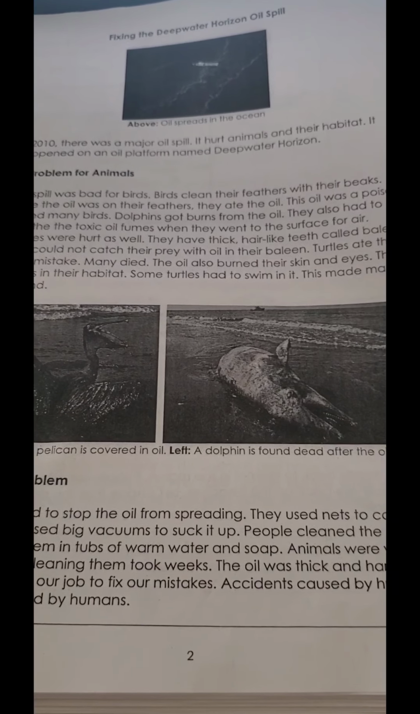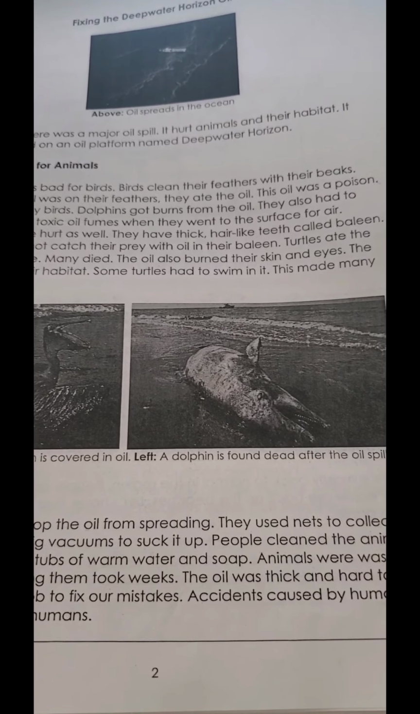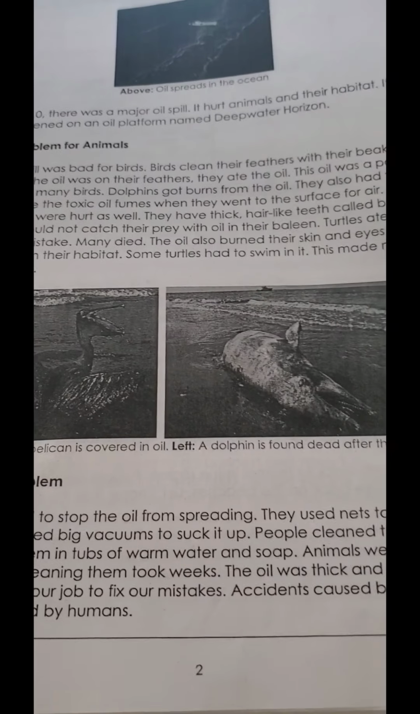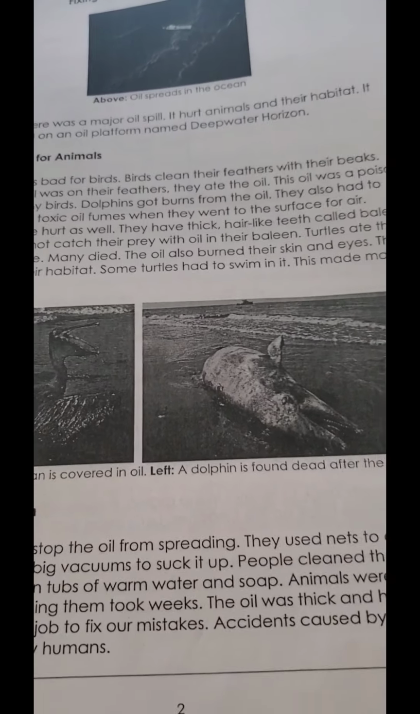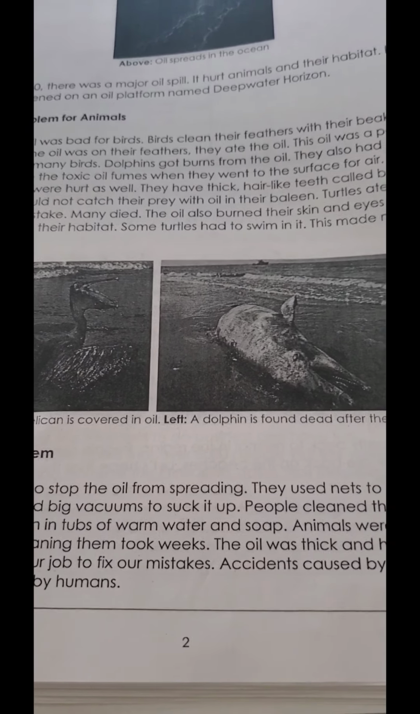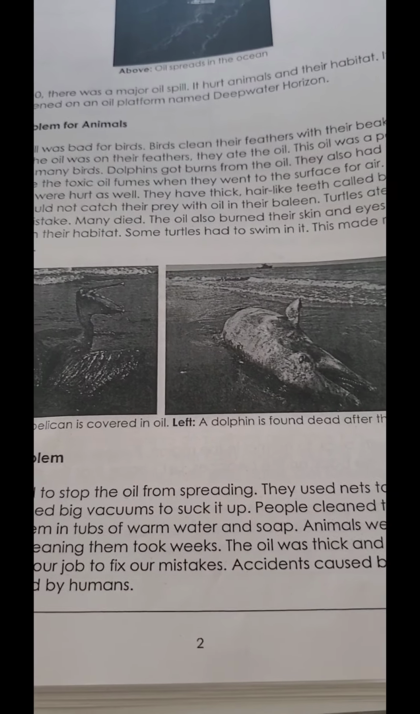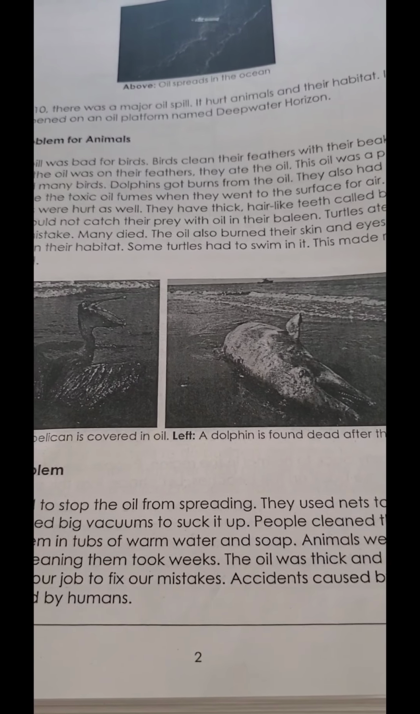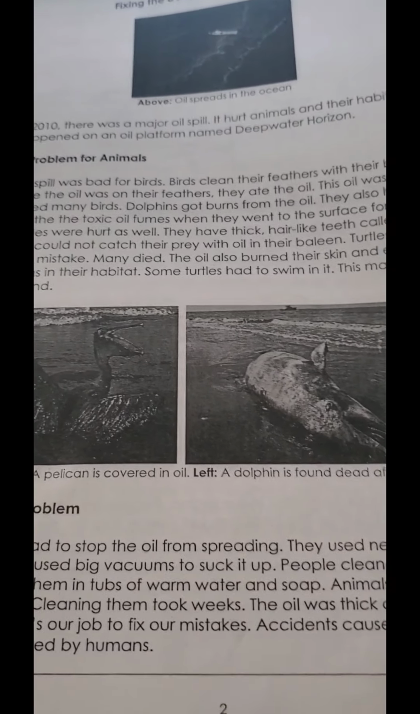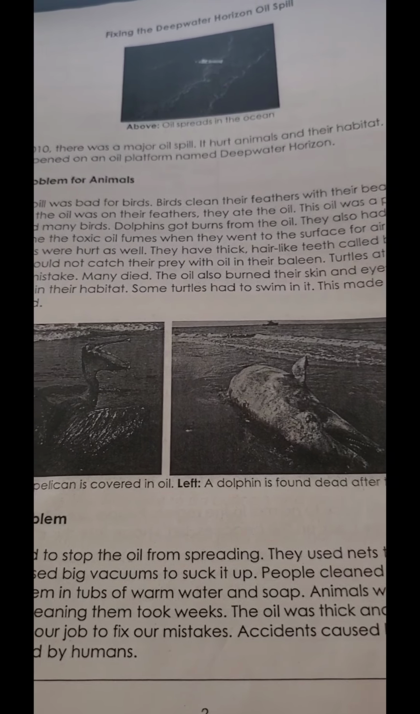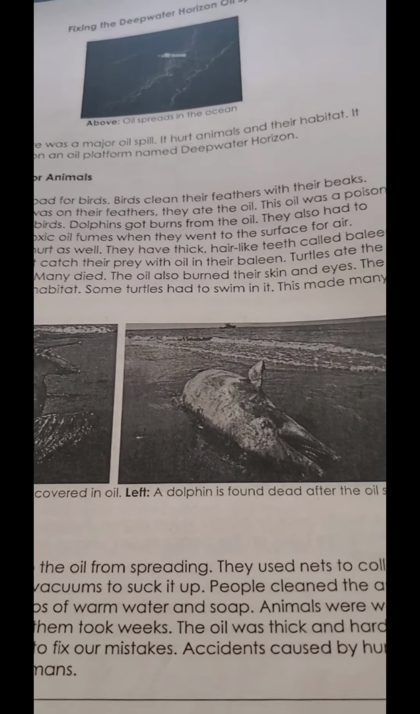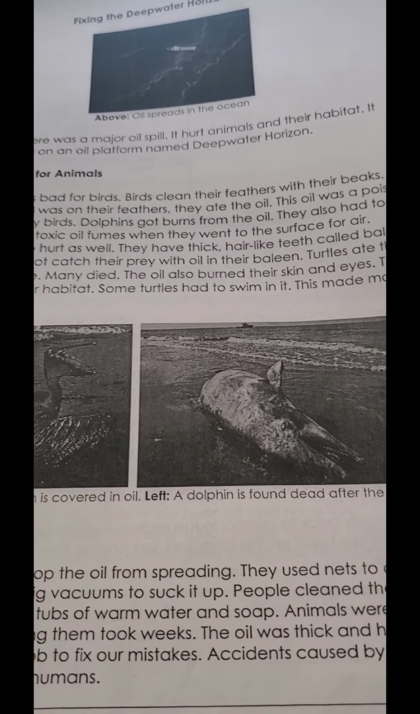Well, we learned that there was a big oil spill in the Deepwater Horizon, and that it hurt and killed many animals. This one talks about how it hurt and killed many animals. However, people helped to fix this problem by collecting the oil and cleaning animals. So the main idea of this whole passage is that the Deepwater Horizon oil spill was a major oil spill that hurt and killed many animals, but people helped fix the problem by collecting the oil and cleaning animals.